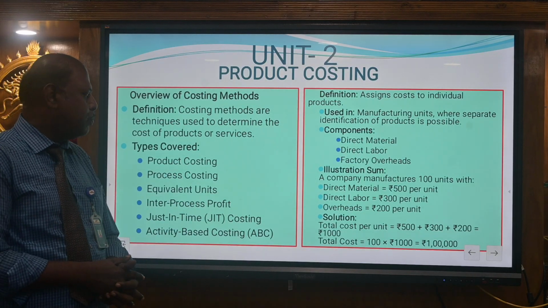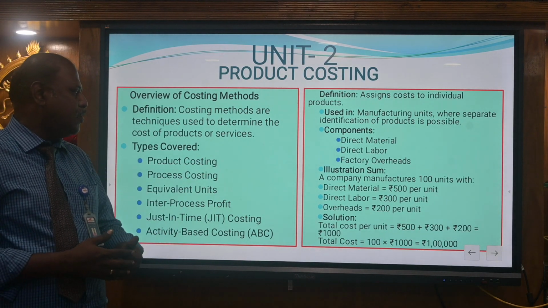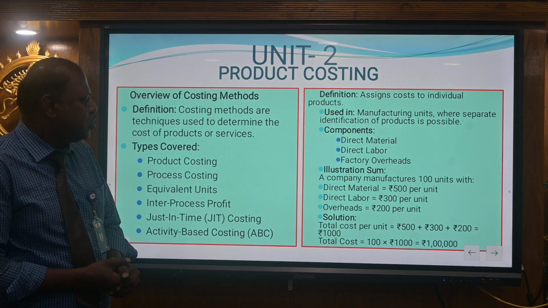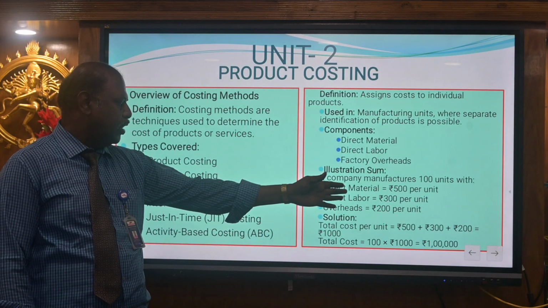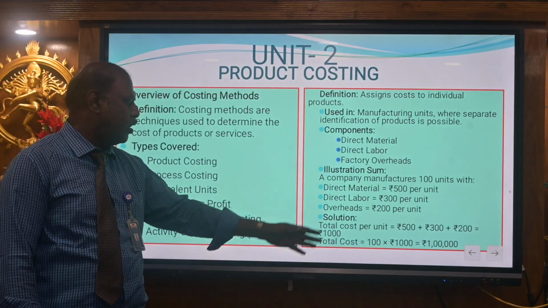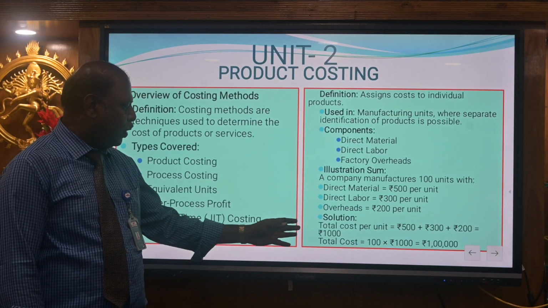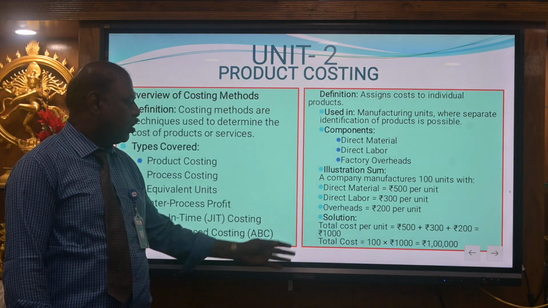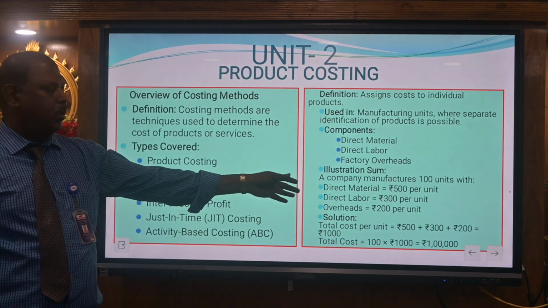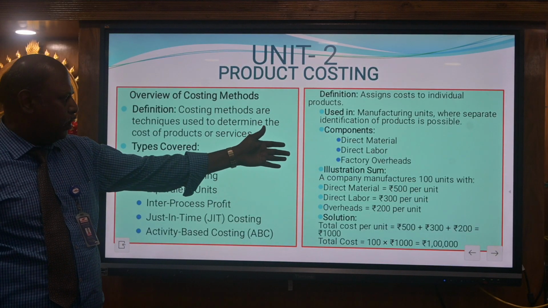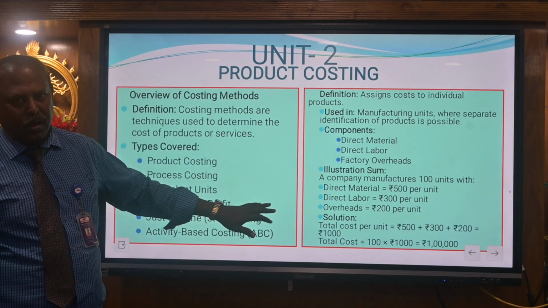Here we have given some example. A company manufactures 100 units, using material cost of rupees 500 per unit, then labor 300, then overheads rupees 200. Here we can find the total cost of the product: 500 as material, 300 for labor and 200 for overhead. You can find the value of one product is rupees 1000. Suppose the company manufactures 100 units, the total cost of the product is rupees 1 lakh. So based on the elements that we used in manufacturing, material, labor and overheads, we can find the cost of one product.